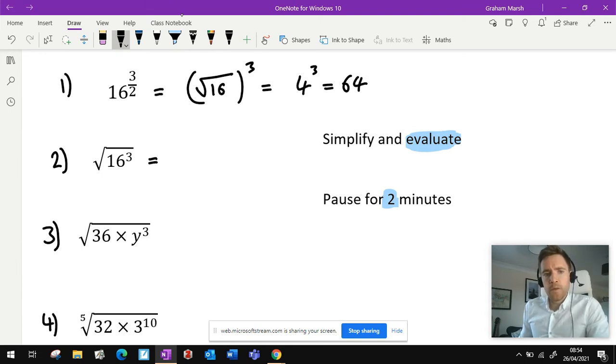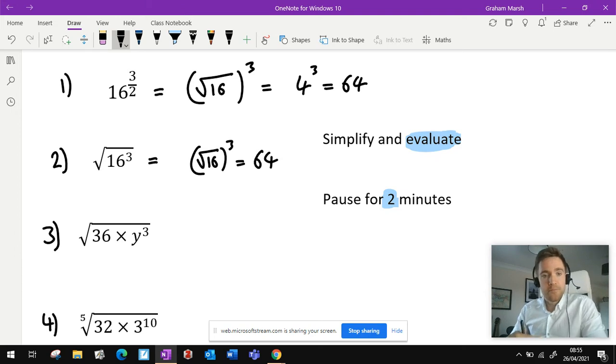Now the second one, we didn't see one that looked like this on Friday, but actually it is exactly the same as the previous question. The order that you do the rooting or the power, in this case cubing it, doesn't actually matter. So this would be exactly the same thing as doing root 16 and then cubing it, either way. So in fact, it's exactly the same as the previous question.